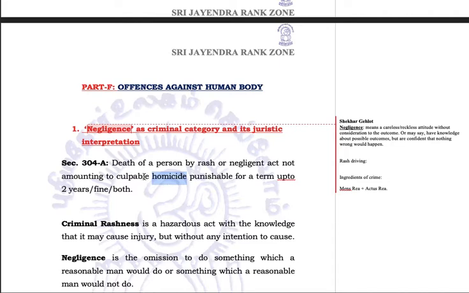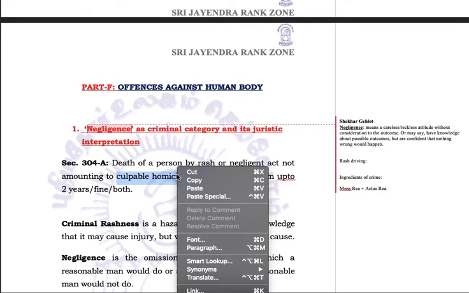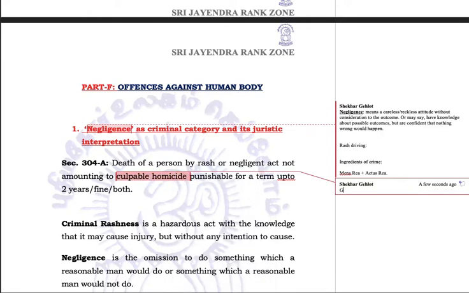Culpable means guilty. So culpable homicide means guilty of killing another human. Death of a person by rash or negligent act, not amounting to culpable homicide, is punishable for a term up to 2 years, fine, or both. The law says death of a person, if done by a rash or negligent act, will not amount to culpable homicide. It will not be similar to killing a person.